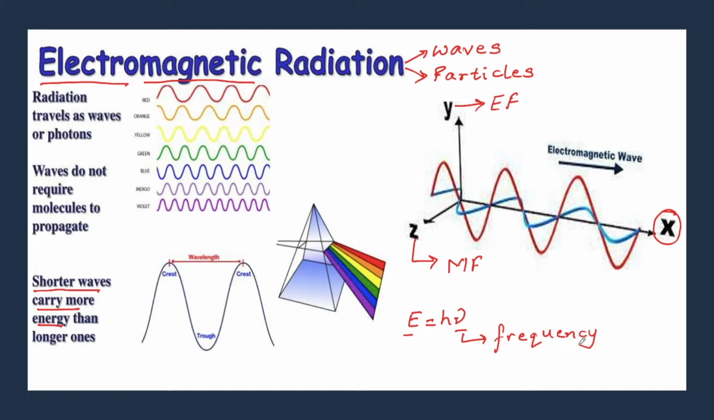So when we say shorter waves, it means their wavelength is smaller, or we can say the distance between two crests is small. And when we say longer waves, it means the wavelength is longer, or we can say the distance between two crests is higher.